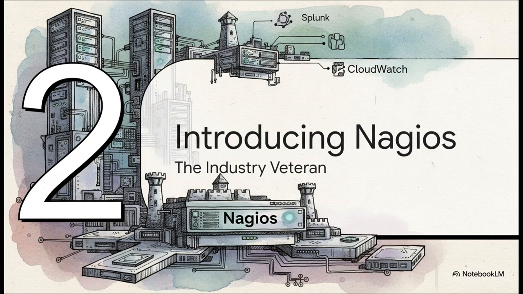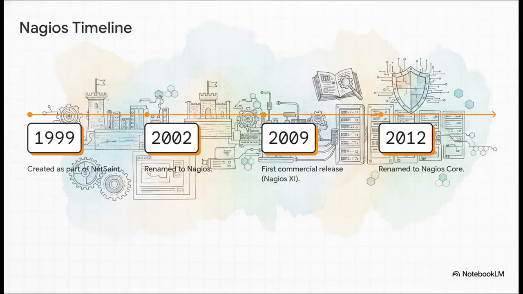All right, moving on to Section 2, introducing Nagios, the industry veteran. To actually achieve this kind of continuous oversight, the industry standard for literally decades has been an open-source tool called Nagios. Sure, there are modern alternatives out there, like Splunk or CloudWatch, but Nagios remains an absolute bedrock. Just look at its timeline. It started way back in 1999 as NetSaint, became Nagios in 2002, dropped its first commercial release in 2009, and launched Nagios Core in 2012.